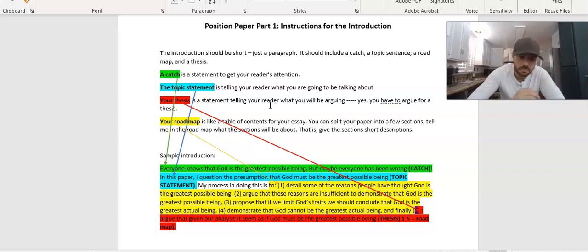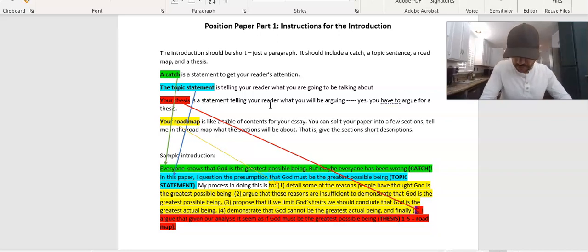Okay, so the next part then is a transition phrase to the roadmap. So you'll see the green, that's my topic statement in the paper. I question the presumption that God must be the greatest possible being. My process in doing this is to, and then you can launch into the roadmap. One, detail some of the reasons people have thought God is the greatest possible being. Two, argue that these reasons are insufficient to demonstrate that God is the greatest possible being.